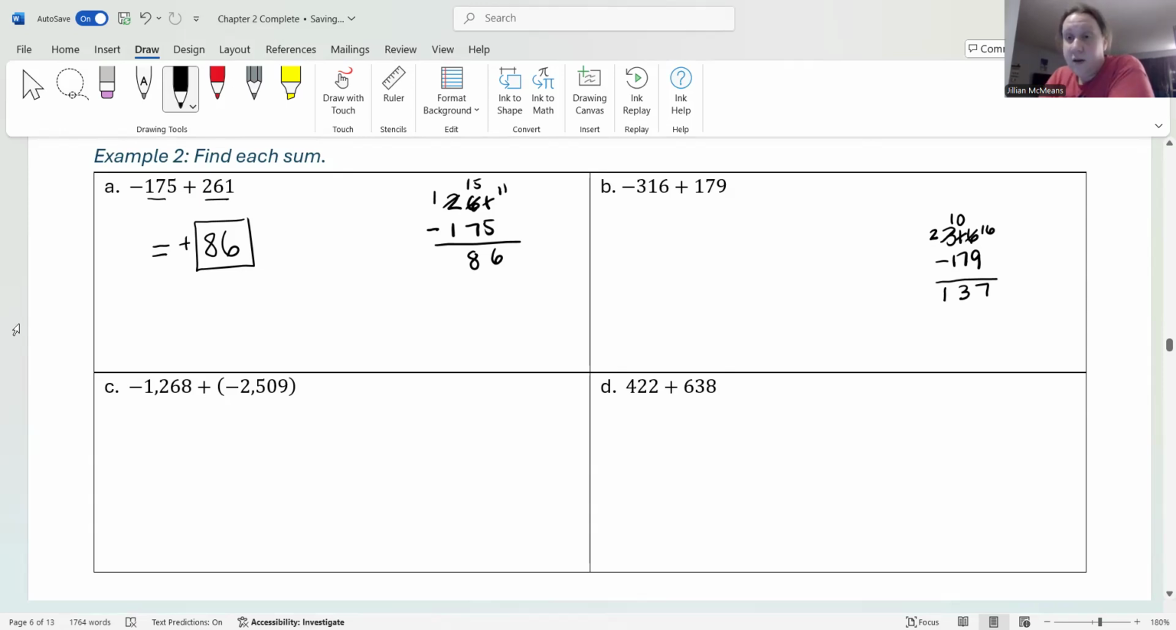So we know our final answer is going to have a 137 in it, but is it positive or is it negative? Well, I have 316 negatives, but I only have 179 positives. I have way more negatives than I have positives. So that negative is going to take over the final answer, and my final sum is going to be negative 137.